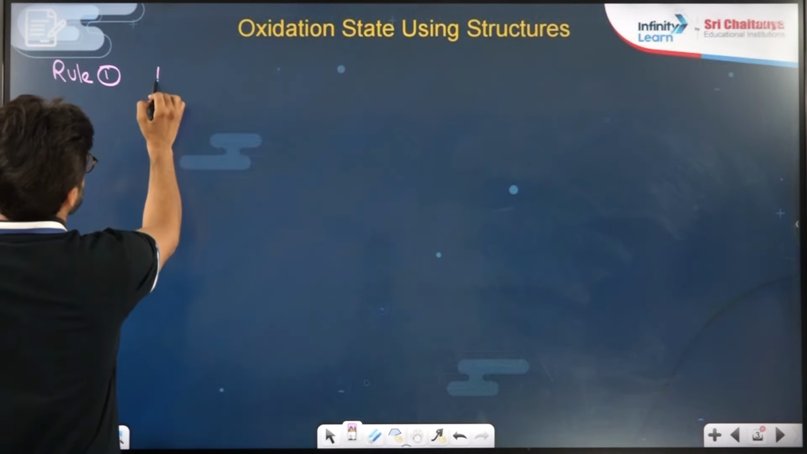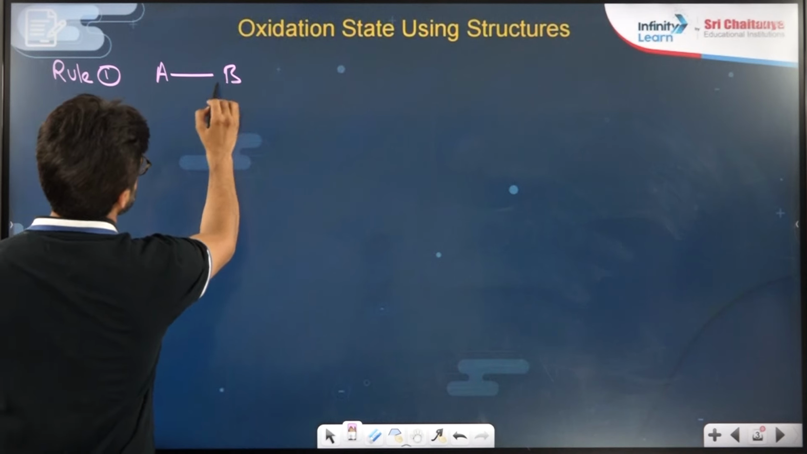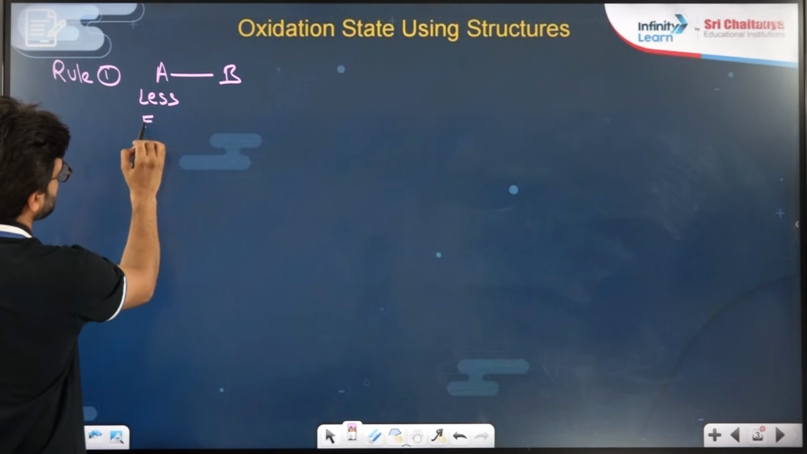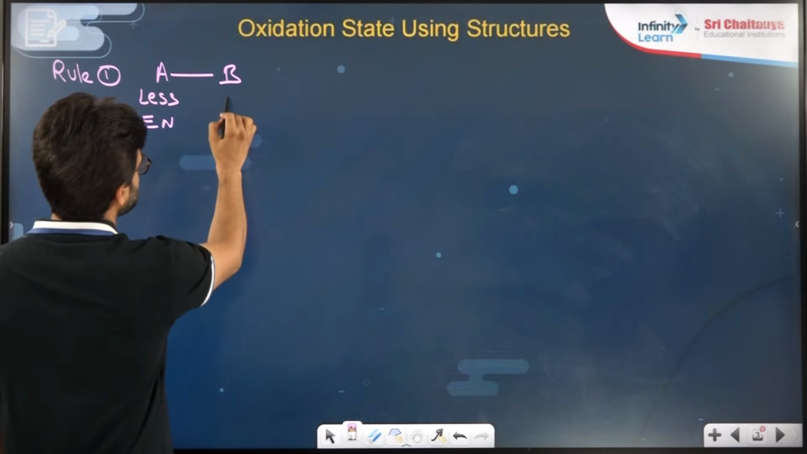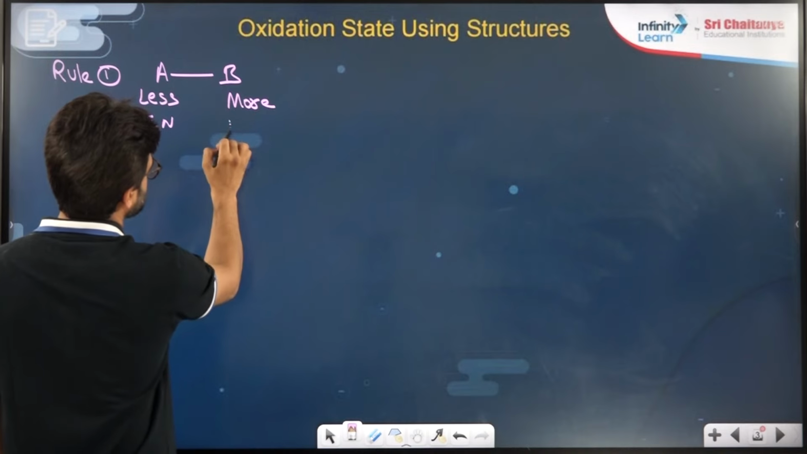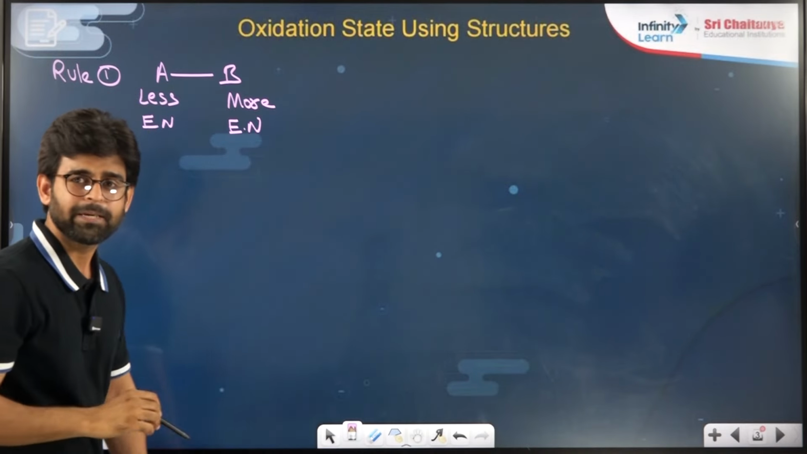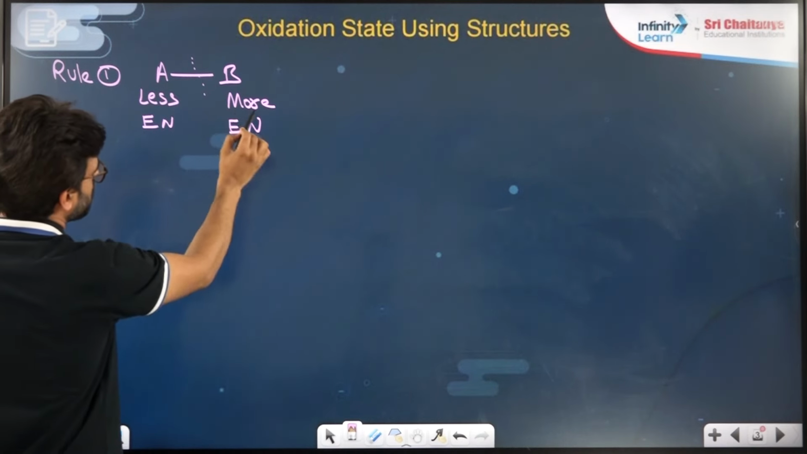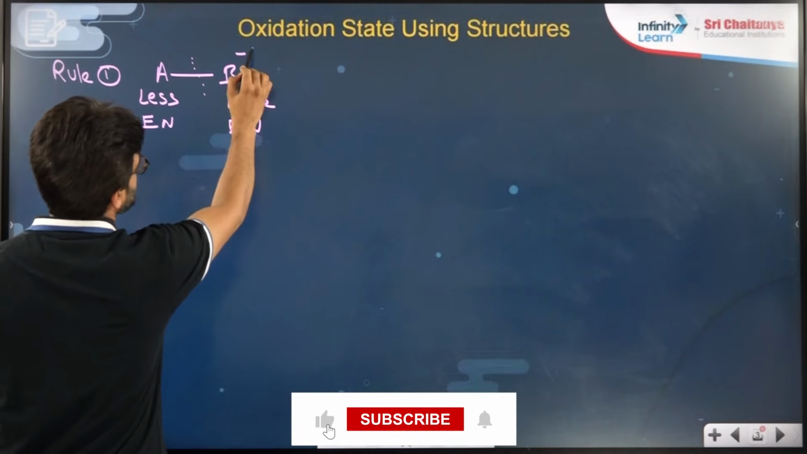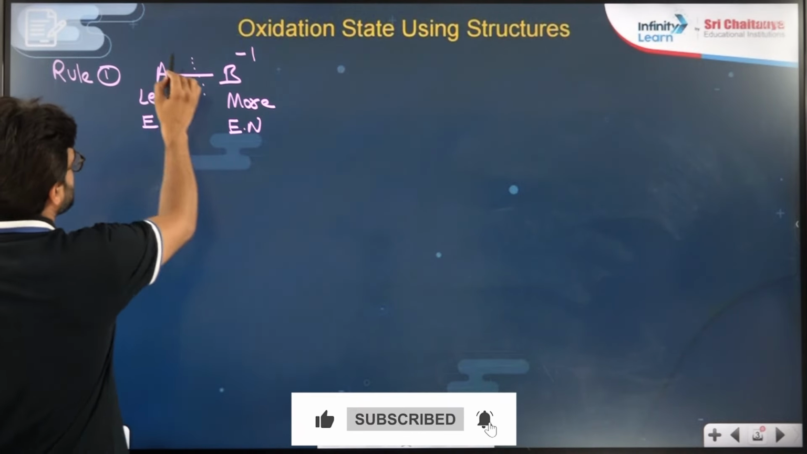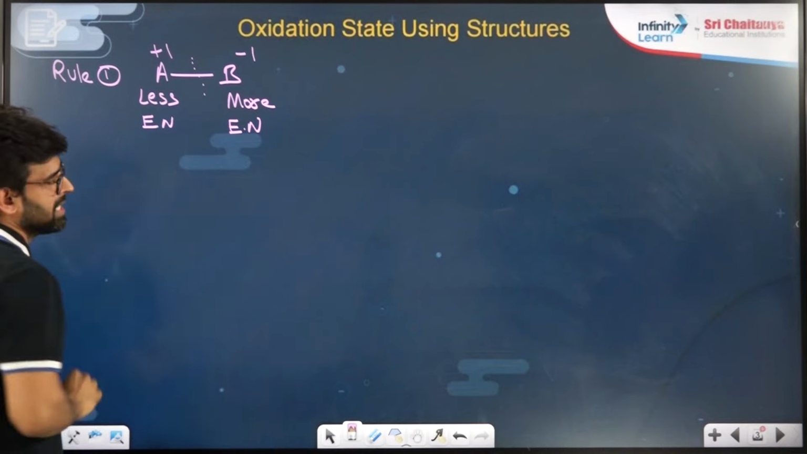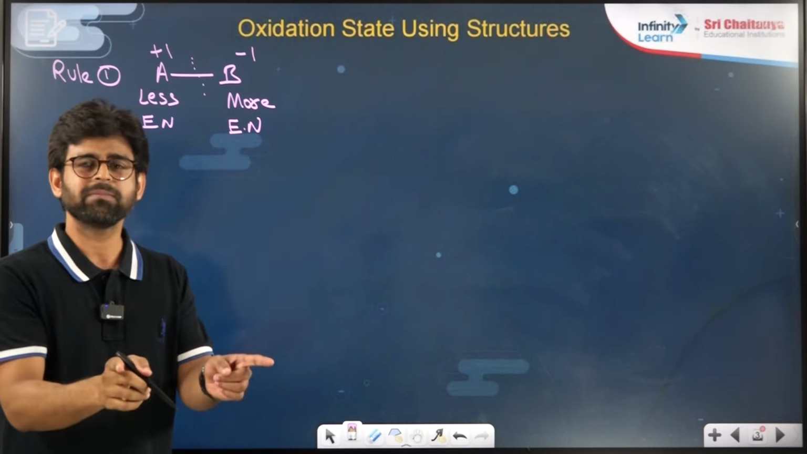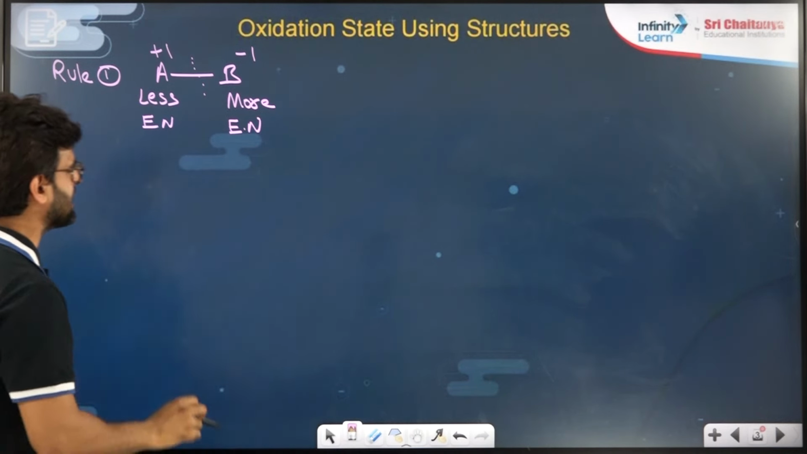So here we have, I am breaking this bond, the A-B bond, and I am mentioning clearly that A is a less electronegative atom here, right? And B here is more electronegative, right? If I am breaking this bond, the more electronegative atom will get -1, and A will get +1. First rule: there are two different atoms we are breaking according to electronegativity, right?